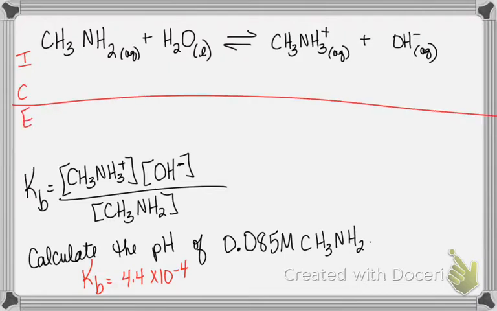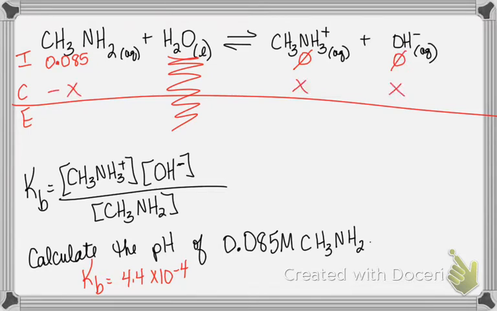Let's take this problem and put stuff in the ice table. 0.085 is our initial concentration. We don't have to worry about the water because it's a liquid. Initially, we're starting with none of the conjugate acid and no hydroxide. So guys, this is going to ionize like so with the X's. At equilibrium, we're going to have 0.085 minus X, X, and X.